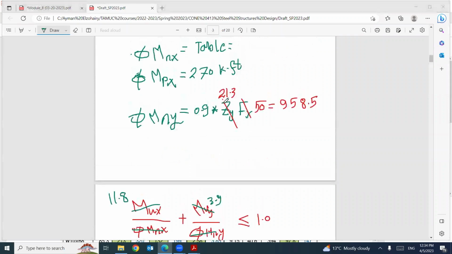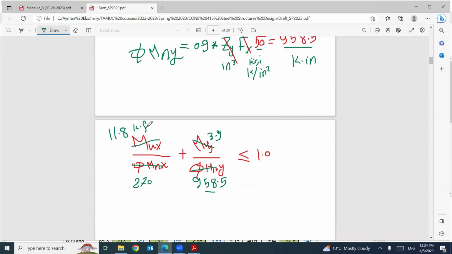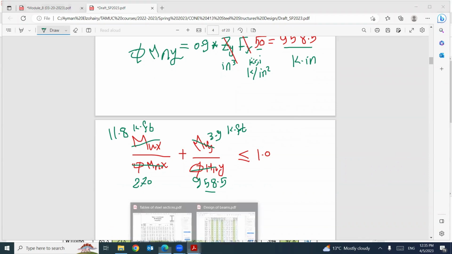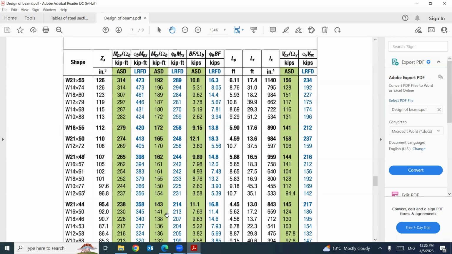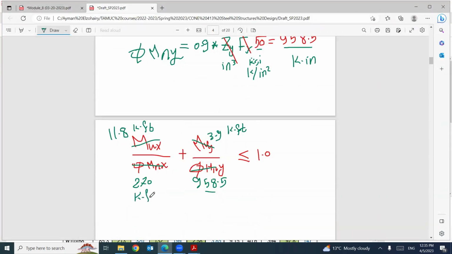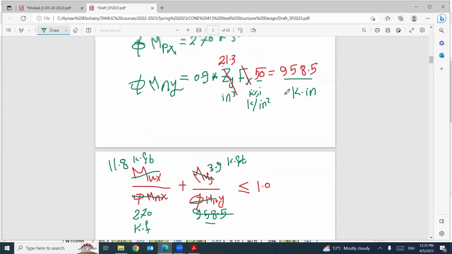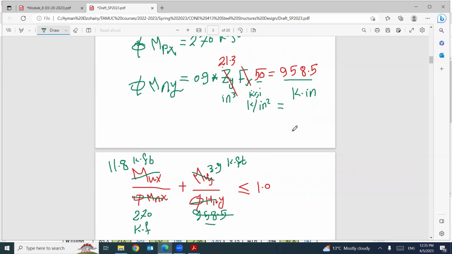Thank you. Yes. This Z is in inch to the power 3. That's fine. We don't have a problem. This F yield is kip per square inch, KSI. That's fine. I don't have any issue. Inch and the 0.9, we don't have an issue. But this number is a moment in kip-inch, and this value is kip-foot from structure analysis, and even 270 from the table, phi M plastic X, is in kip-foot. So this one must be kip-foot also. I have to divide it by 12. This is the only mistake I did not recognize.